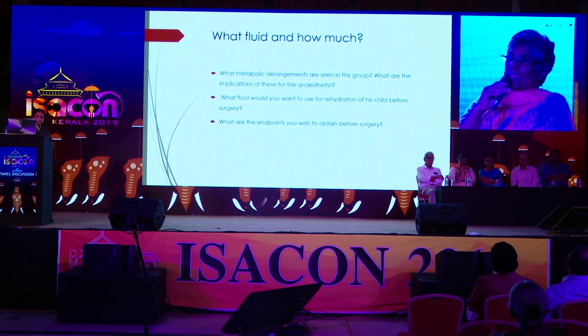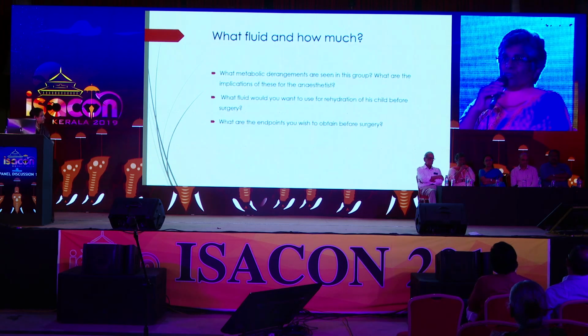Now, what is the end point we hope to get? Let's look at each of the deficits. Chloride, I would like to get 106, at least 106 millimoles per liter.